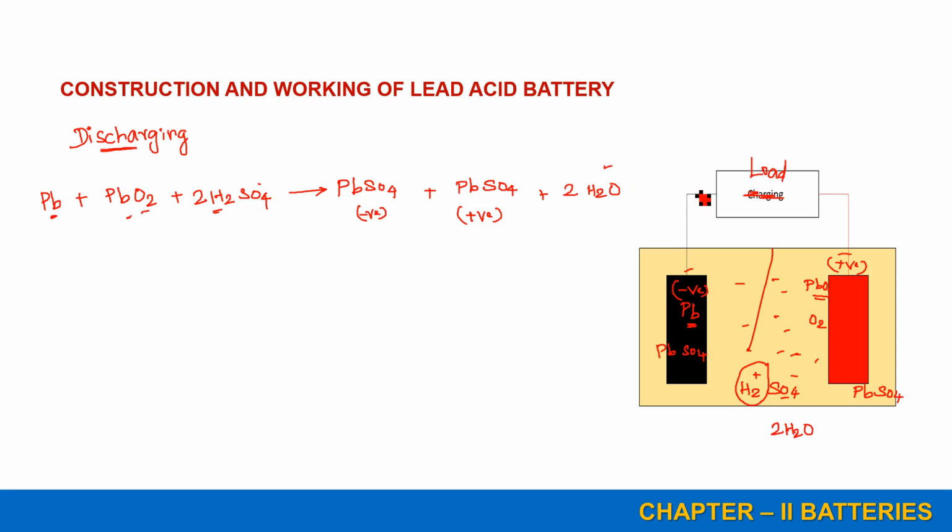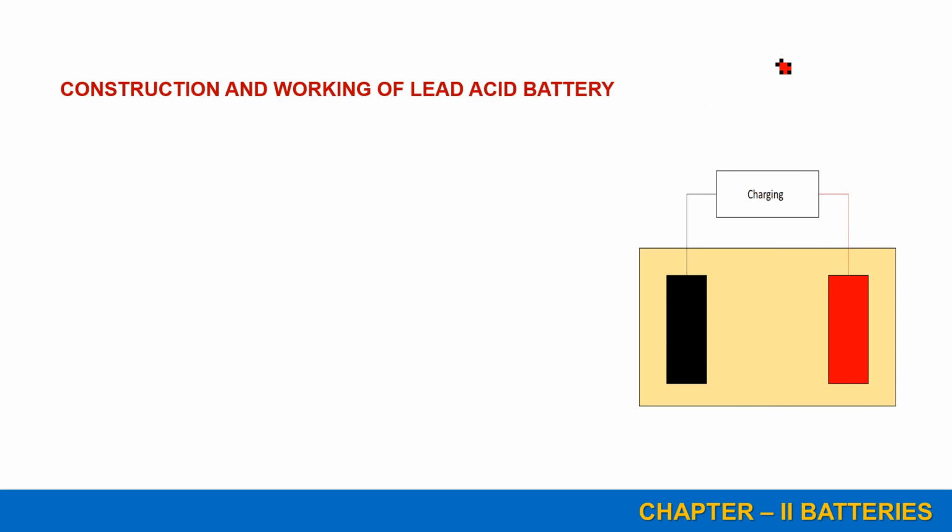During the discharge condition, electrons flow from the negative terminal to the positive terminal. This is the flow of electrons. Current always flows in the direction opposite to the flow of electrons, so current will move from the positive terminal to the negative terminal. Next we will move to the charging condition. So this is the charging condition. In the charging condition, electricity will be given to the battery.